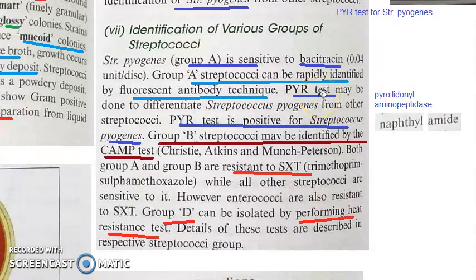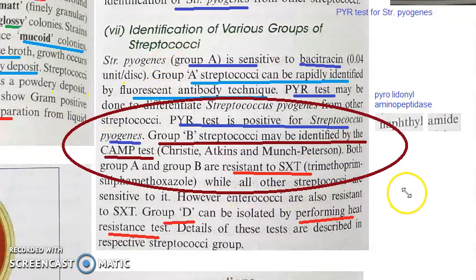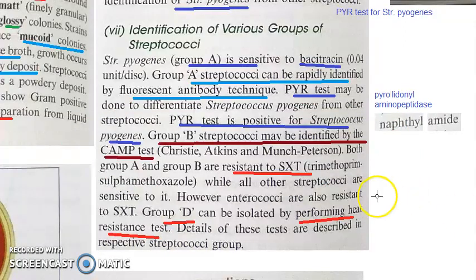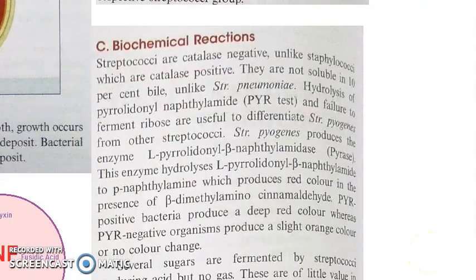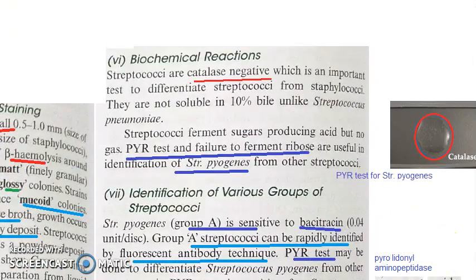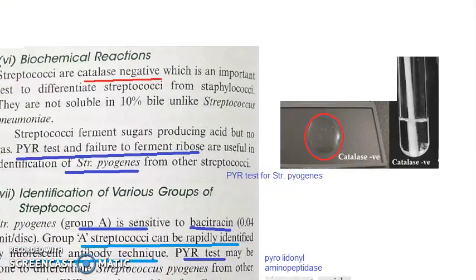PYR will differentiate Streptococcus pyogenes. PYR, pyrrolidonyl aminopeptidase or pyrrolidonyl naphthalamide. Now, how will you identify group B streptococci? Group B streptococci may be identified by CAMP test. CAMP means Christie-Atkins-Muir-Peterson test. So that's for group B. Group D by performing heat resistance test. All the details, if you want, you can read. Fine. So I think that completes our acute suppurative.